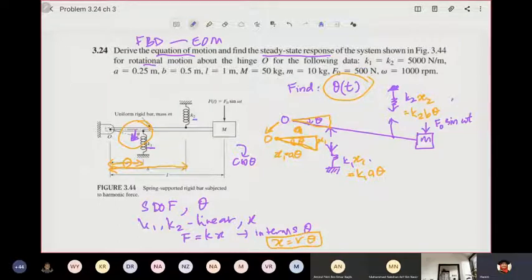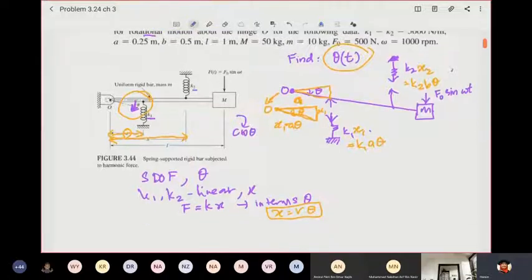Class, do you think we're done with our free body diagram? Not yet. The mass is there. We put F naught bar. Actually, we've done the free body diagram. Free body diagram means all the action reaction forces on the bar. Okay, so the mass is there. So how do we write the equation of motion?